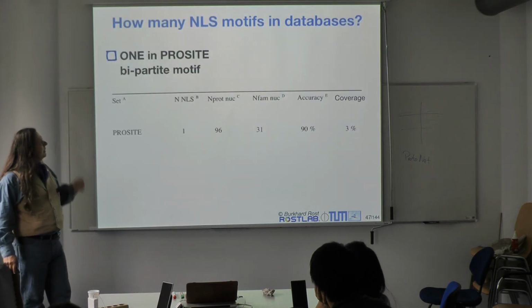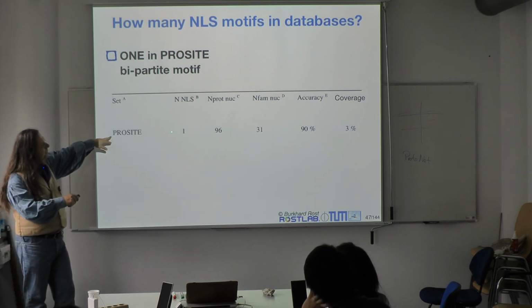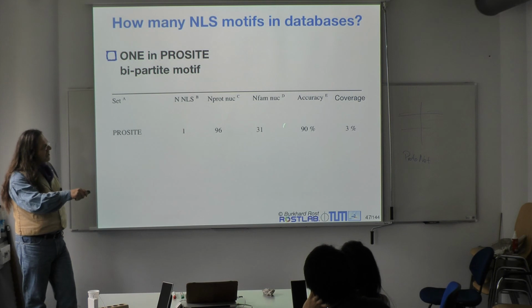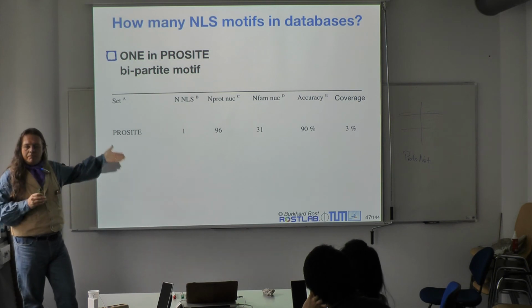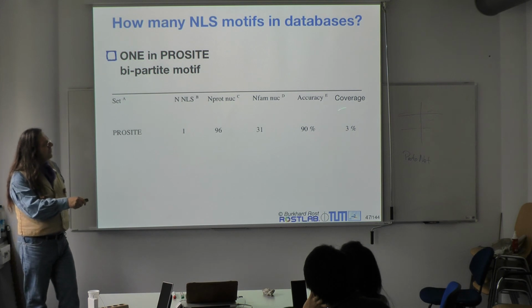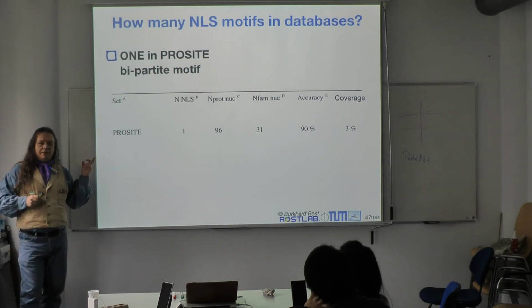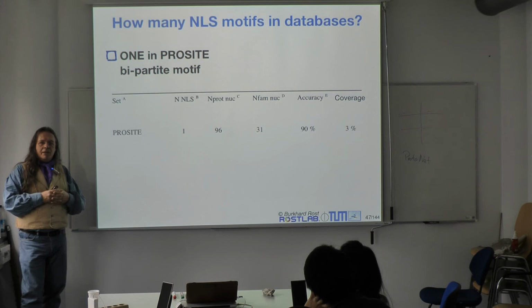Now when we started, there was only one motif in PROSITE that had 90% accuracy, so 90% of the proteins that mapped that motif were known to be nuclear. And of all the nuclear proteins that were known at the time, 3% had that motif. And we wanted to add motifs to PROSITE. That essentially was our idea here.